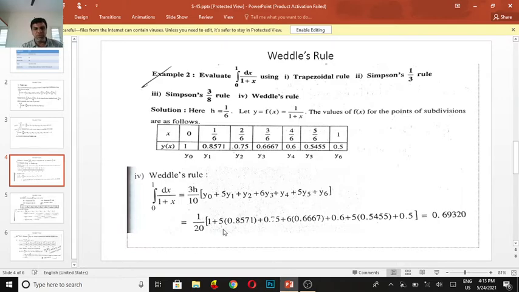So y0 should be 1 plus 5 times y1, which is 0.8571, plus y2 is 0.75, plus 6 times y3, which is 0.6667, plus y4 is 0.6, plus 5 times y5, which is 0.5455, plus the last, y6, is 0.5. Totally, simplifying and evaluating, we get the value 0.69320. By using the Weddle formula, the integral from 0 to 1 of dx by 1 plus x is 0.69320.